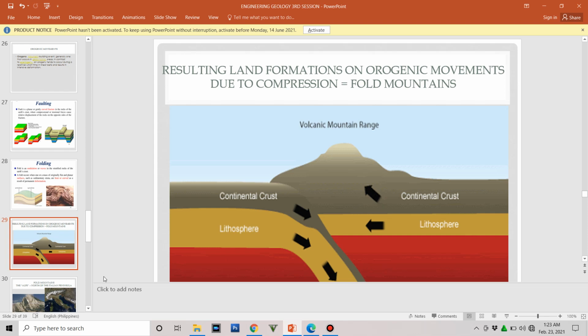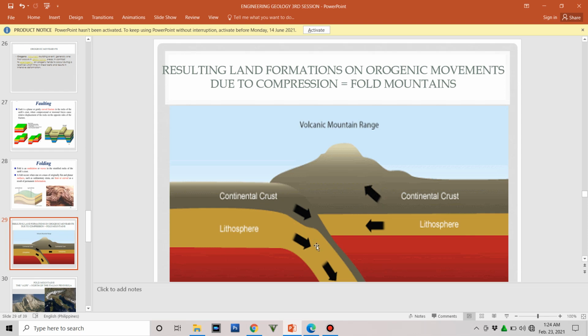So fold mountains are actually formed by compressional forces resulting in bending of rock layers. So this would take time, no? This process would take time kasi kapag sudden yan, of course, kapag mabilis yung loading, tapos transient siya or come and go, rock is a brittle material, you know that.